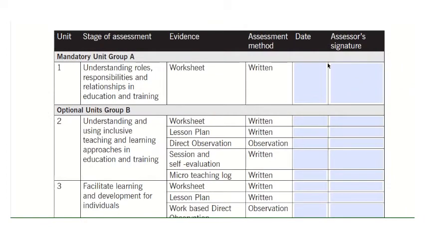So we're going to be doing Unit 1, which is mandatory, understanding the roles, responsibilities and relationships in education and training. This is assessed by worksheet, which you'll see in a minute. When you've spoken to your tutor, you can put the date of completion and then your tutor will sign it later.